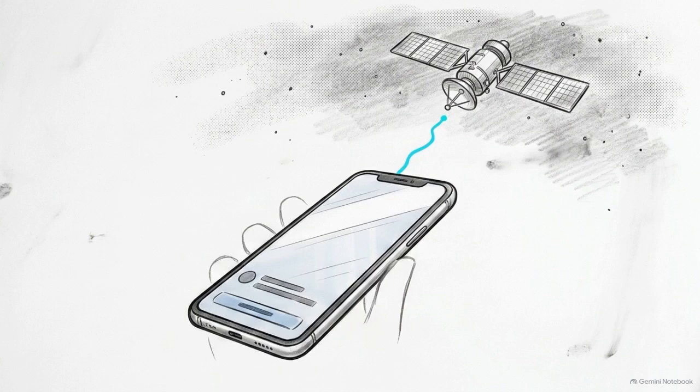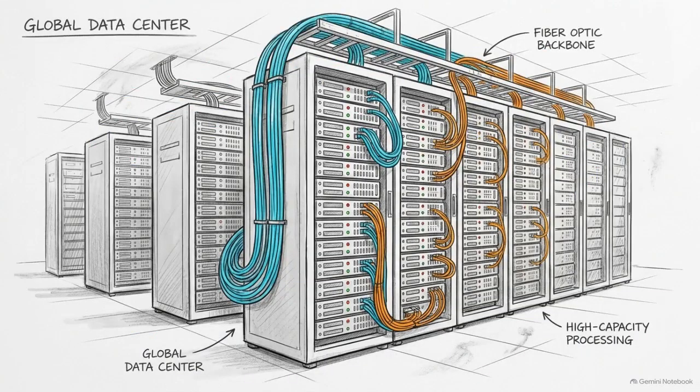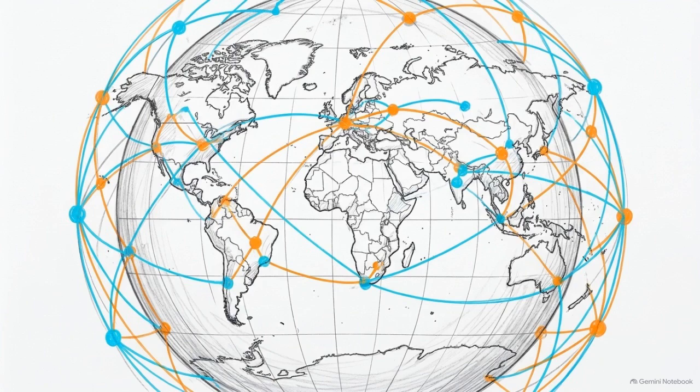Standard smartphones now connect directly to satellites in low Earth orbit. Artificial intelligence manages crop yields across thousands of hectares of farmland. Global enterprises process millions of data events every second. In 2026, information and communication technology operates at a planetary scale.